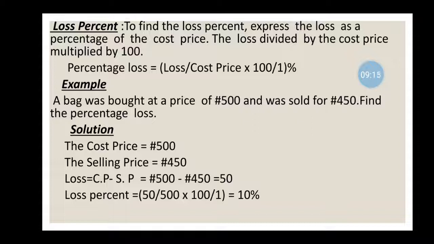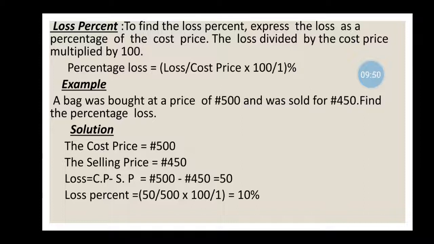Now the loss percent. To find the loss percent, express the loss as a percentage of the cost price: the loss divided by the cost price multiplied by 100. So the formula is loss percent equals loss over cost price times 100 over 1. For example, a bag was bought at a price of 500 and was sold for 450. Find the percentage loss.